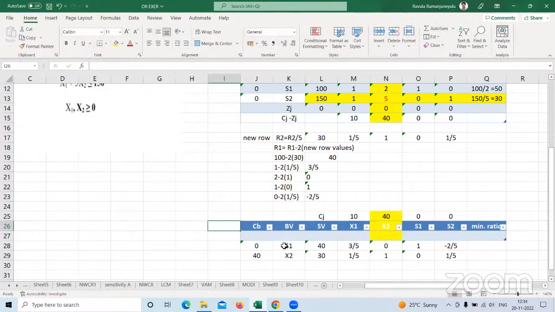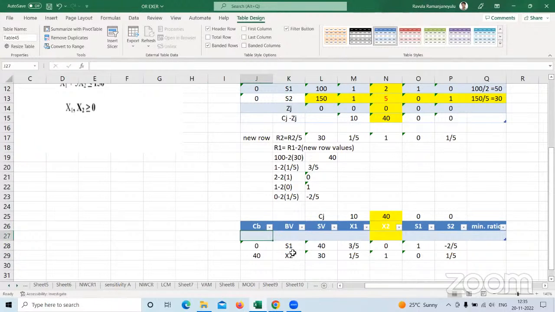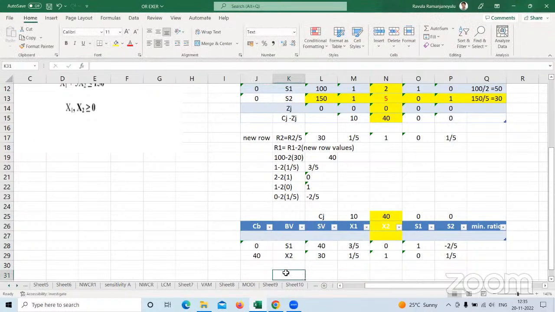So S1, X2, and these values. Now what we need to do? The same procedure. First we need to find out Zj. How to find out Zj? I said this first row is multiplied with the coefficient of basic variable, which is 0. If you multiply with this 0, all the values will be 0 only. The only changes we'll be getting is this second row.